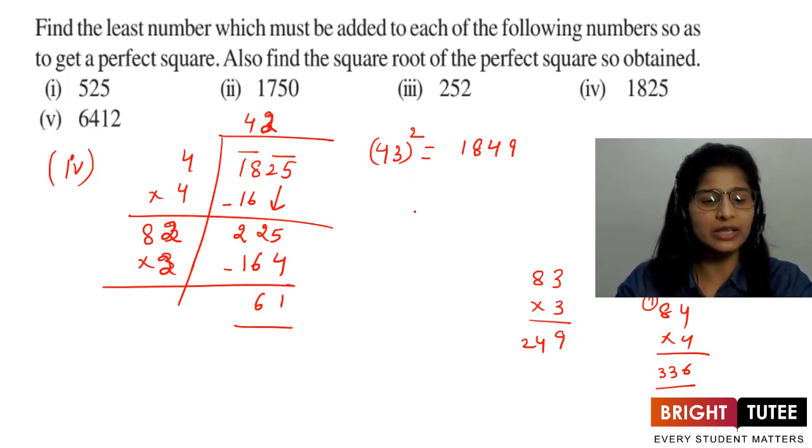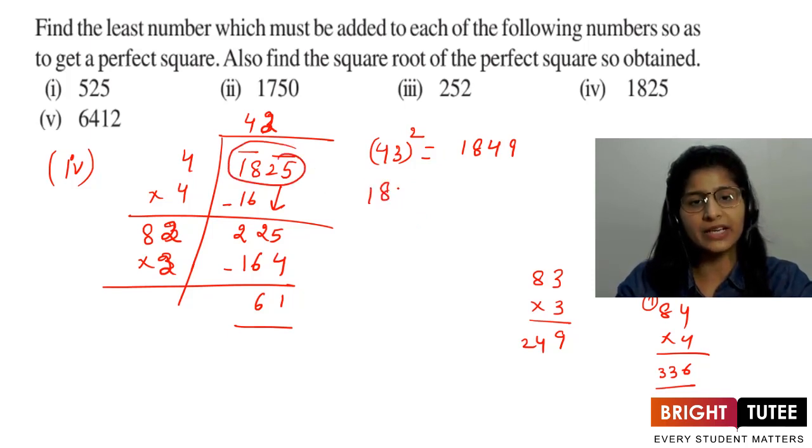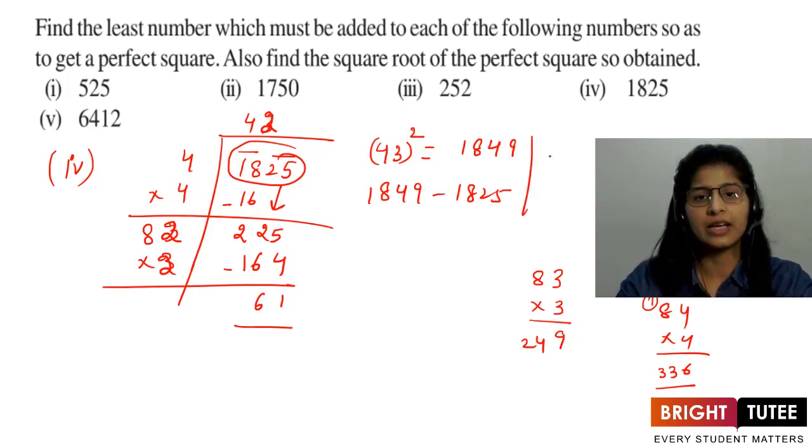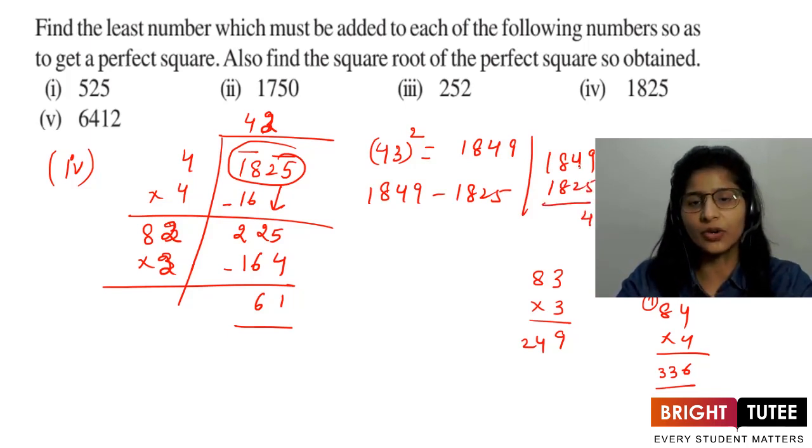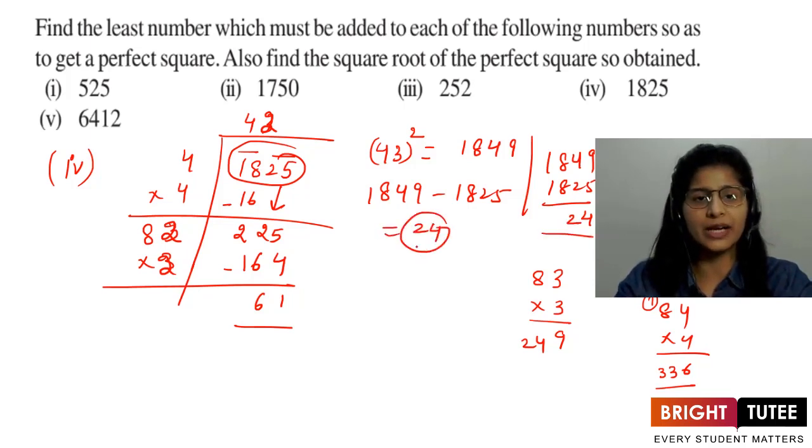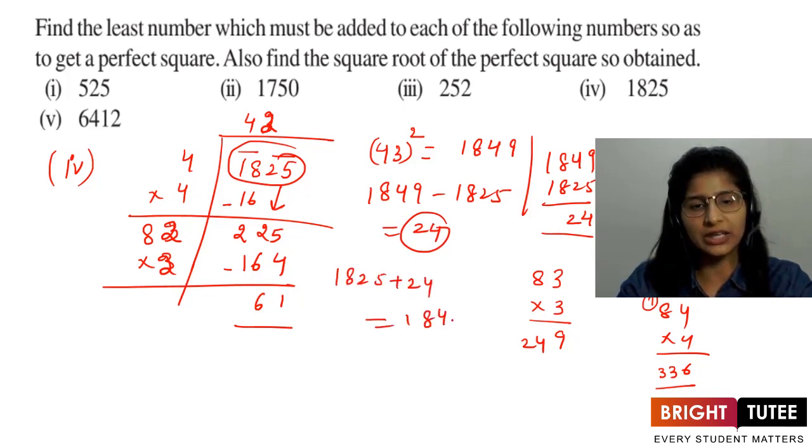Clear? Now what we need to do is subtract 1825 from 1849. 9 minus 5 is 4. Then here we are left with 4. 4 minus 2 is 2. So we are left with 24. So 24 is the number that should be added in 1825 so that it becomes 1849, and it is a perfect square of 43. So the square root of 1849 is 43.